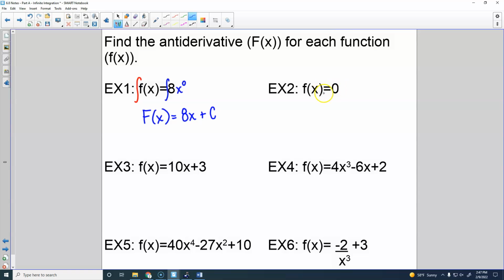Okay? For 2, you could think of it like you've got x to 0 here, but even if you raise that to the first power, you still have a 0 out front, right? So 0, when you integrate it, you're not going to get anything for that. You're still going to get 0 whenever you integrate it. But you do have to put the plus c. So it'll just be capital F of x equals that c.